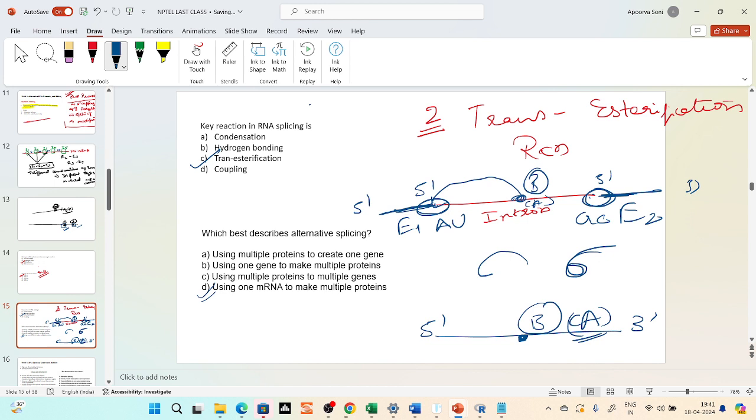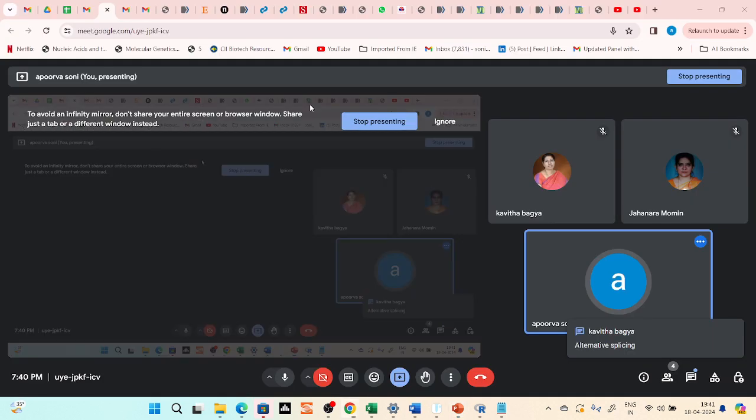Gene is a DNA which has introns, exons, 5' UTR, 3' UTR, many things are there. Here we're talking about RNA because RNA is spliced. It's a post-transcriptional event. Alternative splicing is a post-transcriptional event. Okay, not a post-replication event. Fine, I think it is clear to you.